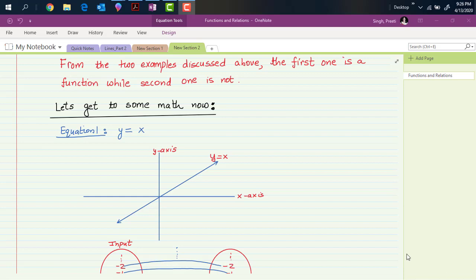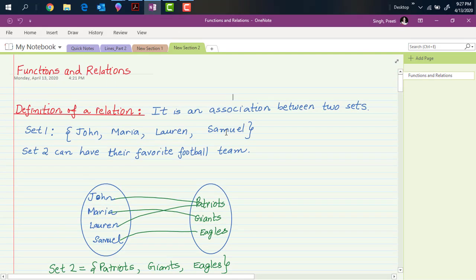I'm going to record this video on the topic of functions and relations. If you look at my screen, I have this topic, the definitions, and then some examples of functions and relations. So let's talk about what is a relation first.